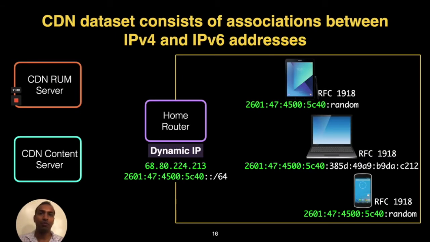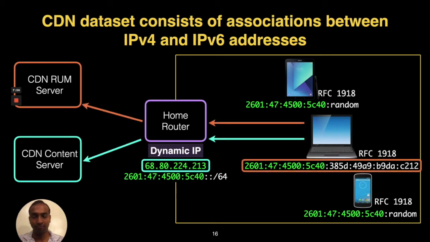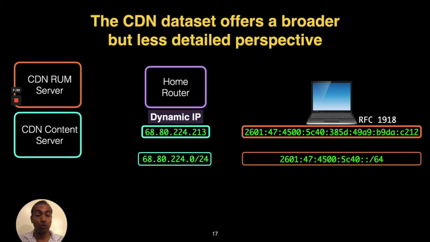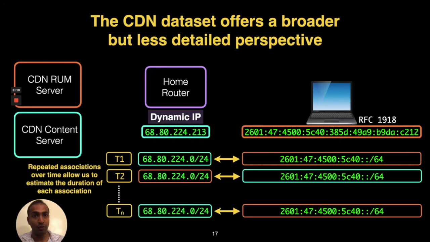Our other dataset comes from a large CDN. Dual stack clients will sometimes connect to one CDN server over IPv4 and another CDN server over IPv6 during the same transaction, resulting in an association between the IPv4 and IPv6 address. The CDN aggregates the IPv4 address seen in the association to a /24 and the IPv6 address to a /64. Over time, as the client contacts the CDN, we obtain more associations of a v4 /24 with a v6 /64, allowing us to estimate the duration of individual associations.